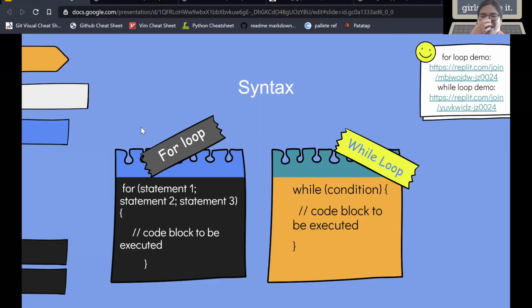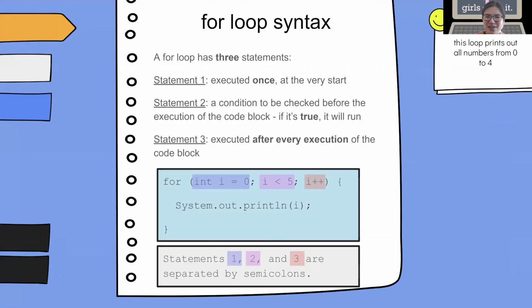So basically, this is all we've gone over for for loops. Statement 1 is initializing the counter variable. Statement 2 is the conditional check, and statement 3 is the incrementation, or I don't think that's a word. It increments the counter.